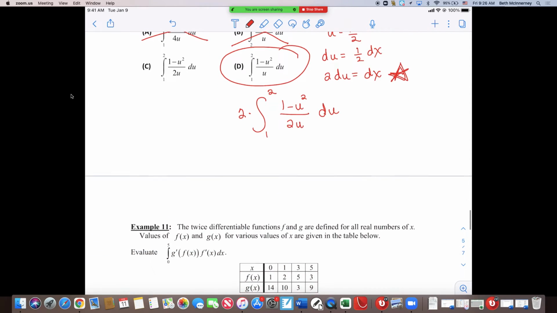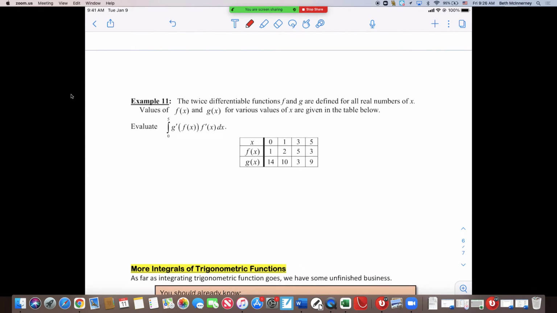All right, example 11. The twice differentiable functions f and g are defined for all real numbers x. Values of f of x and g of x are in the table below. Evaluate the integral from 0 to 5 of g prime of f of x times f prime of x dx. So what they are trying to get you to realize is that if I let u be f of x, du is f prime of x dx.